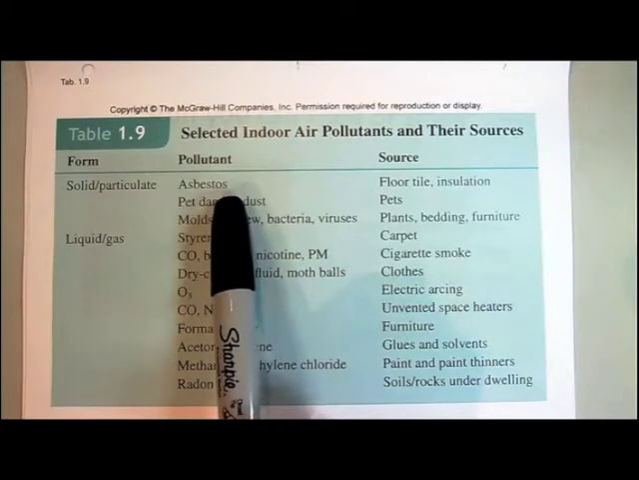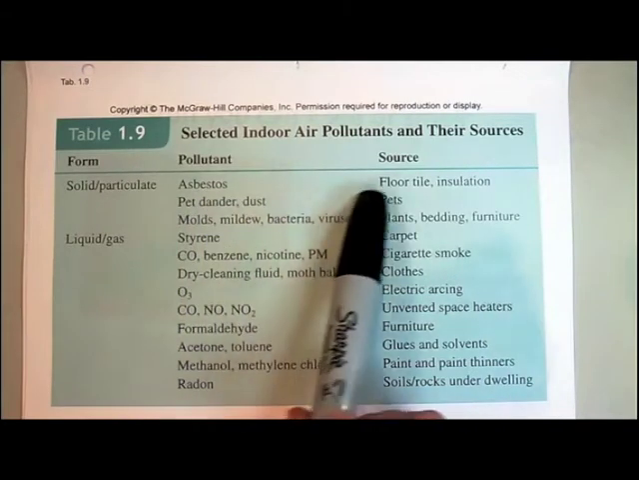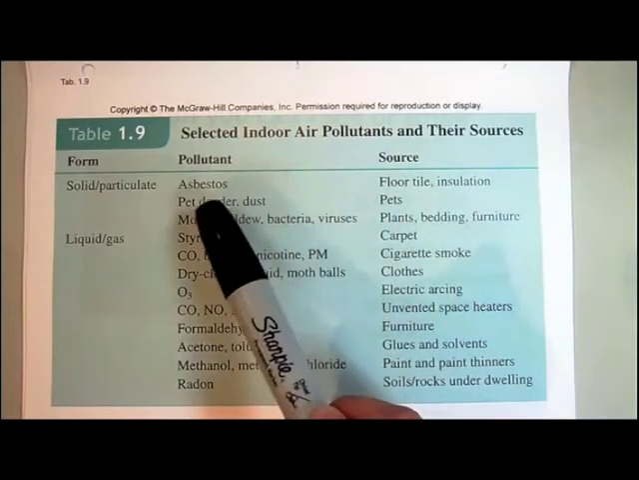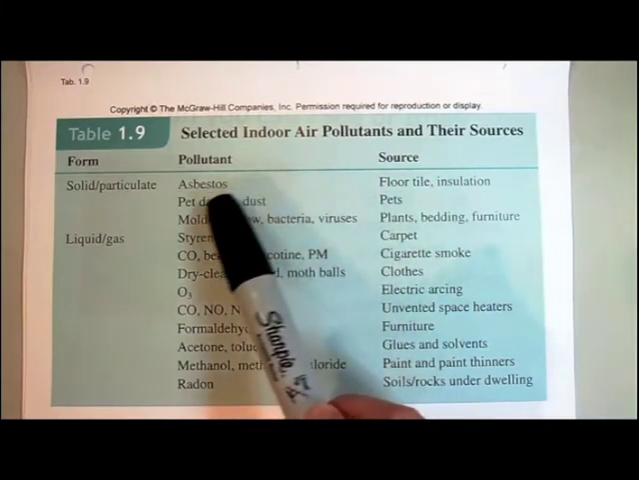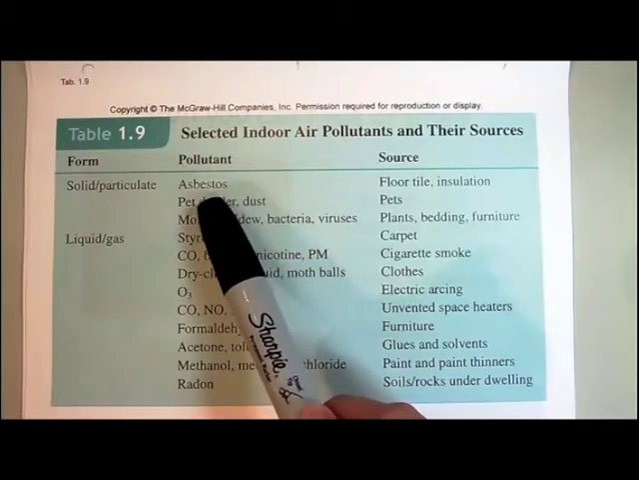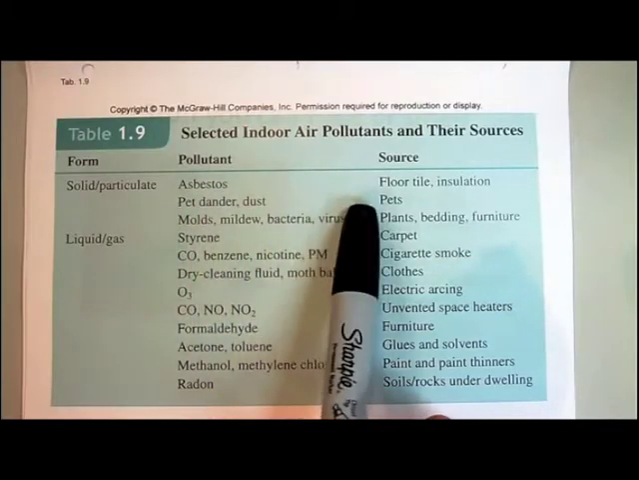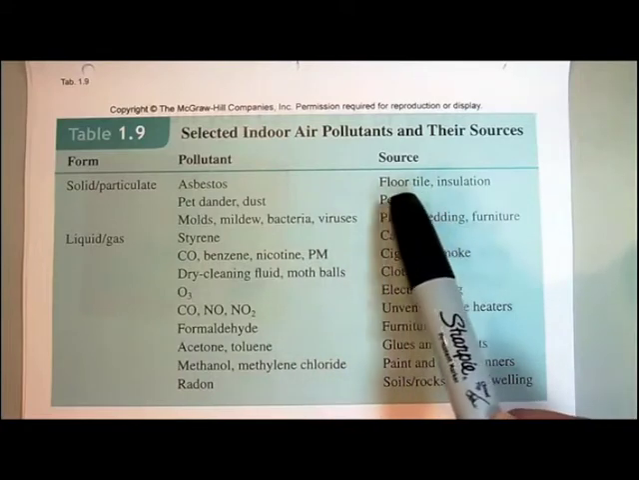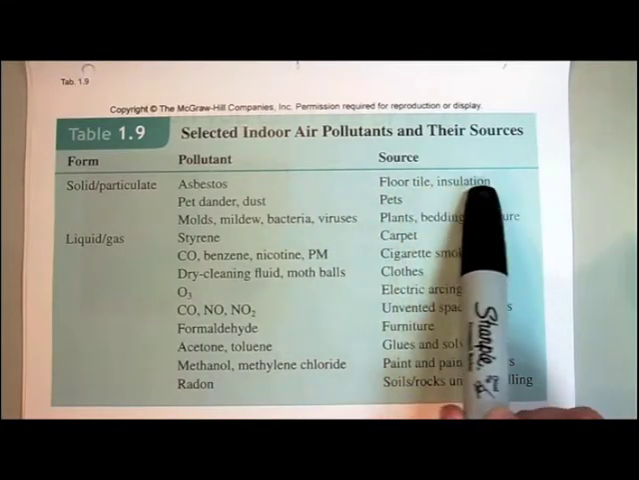Asbestos is a material that's used in floor tiles and some insulation, and it can break off and create this little particulate matter that you can then breathe in, and it can cause lung disease. In modern materials, asbestos is no longer used for this reason.